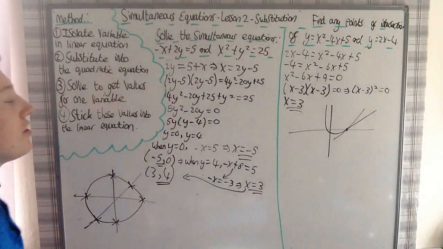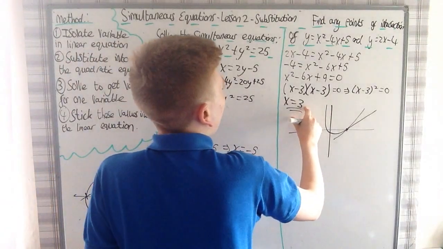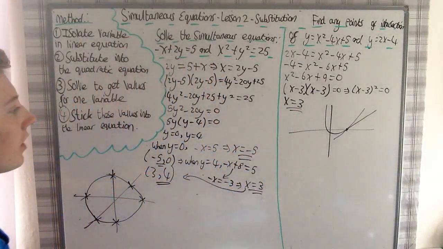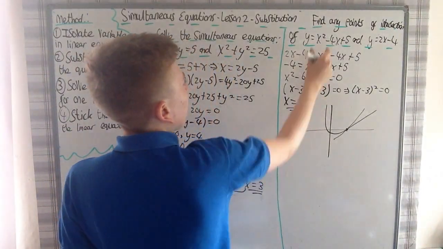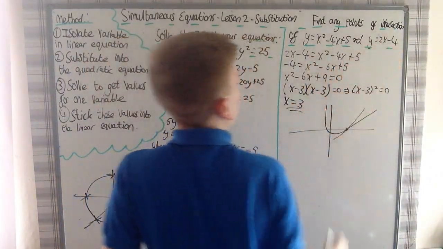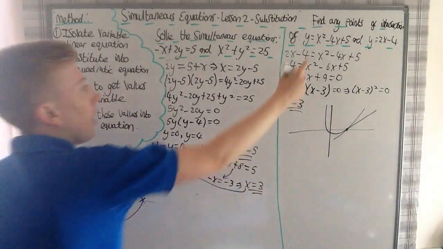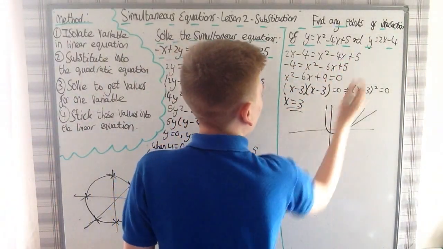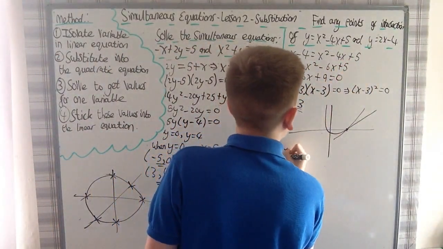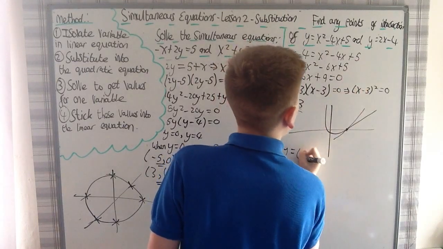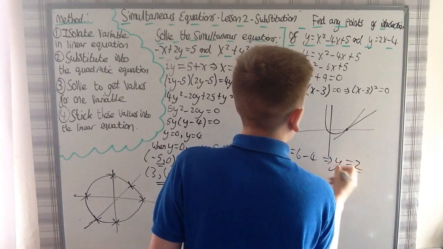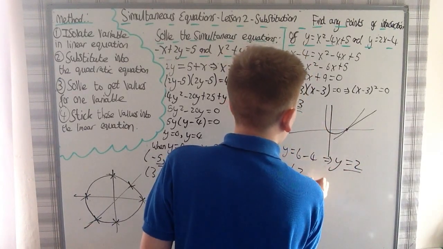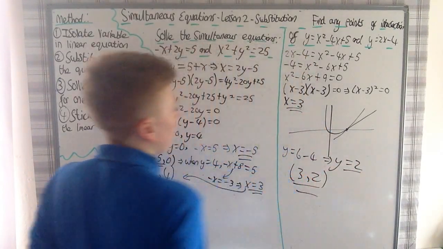Now, to finish this question off, we need to find out the value of y when x is 3, okay, to get our coordinate at the point of intersection. So to do that, we substitute 3 into either. I would use the linear equation. So y equals 2 times 3, okay, 2 times x. So y equals 2 times 3, that's 6, minus 4. Therefore, y is 2. So when x is 3, y is 2. And that's the coordinate at the point of intersection.